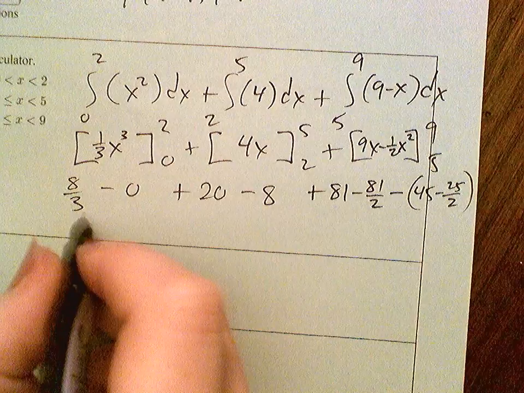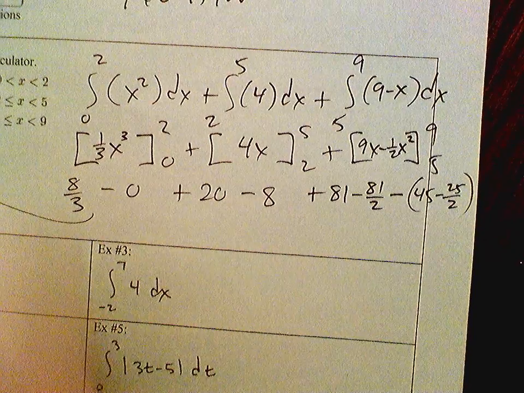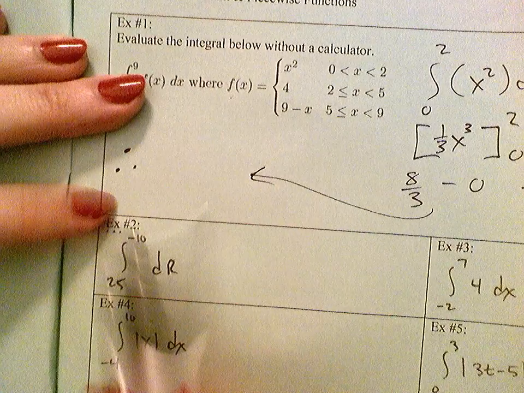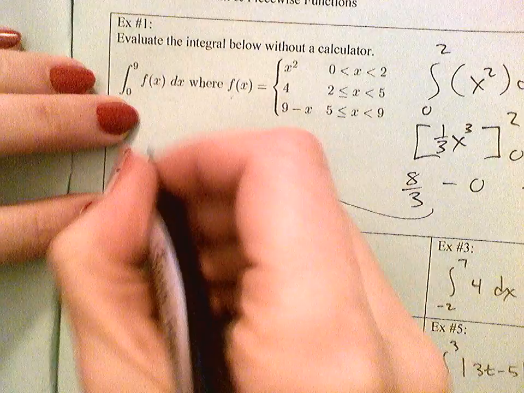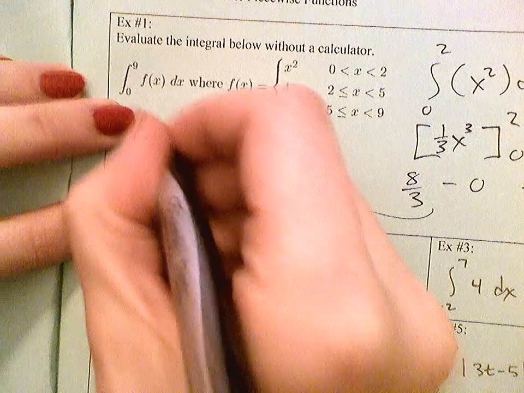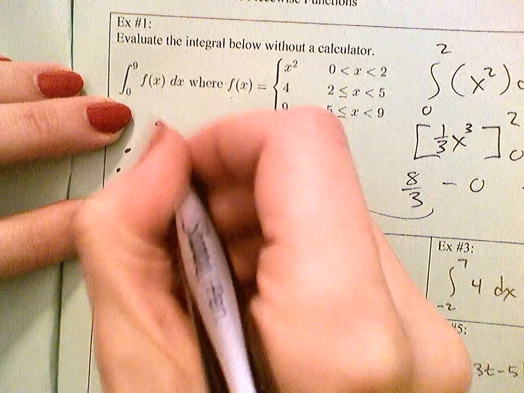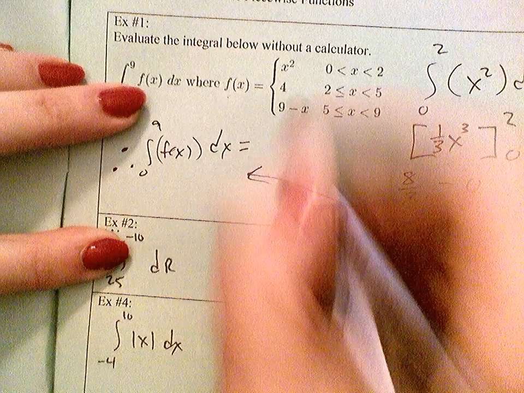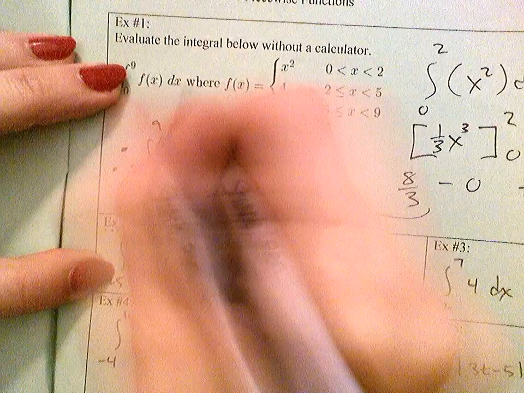All right, so over here, I'll just move over here. And we're getting ready for the AP test, so I'm going to, whoopsie, be very careful with my presentation. So I'll say, therefore, the integral from 0 to 9 of f of x is equal to, I got 68/3. Okay.